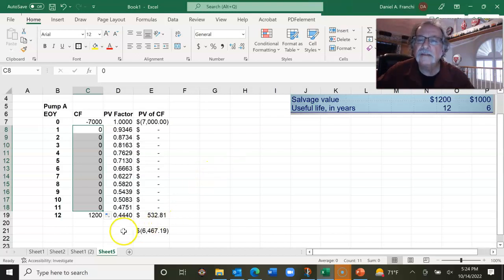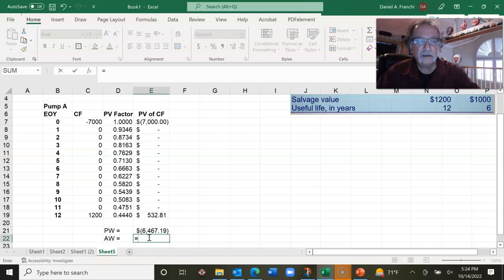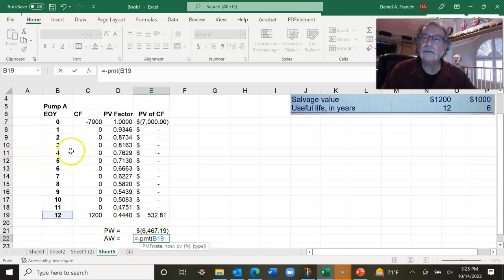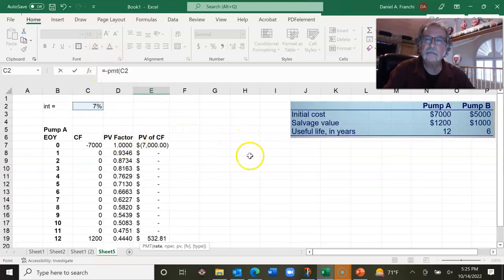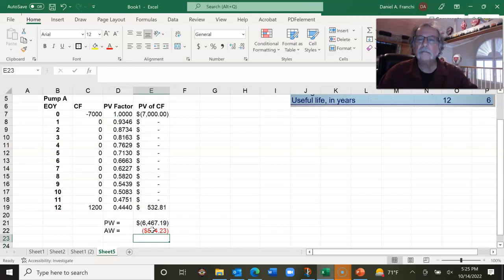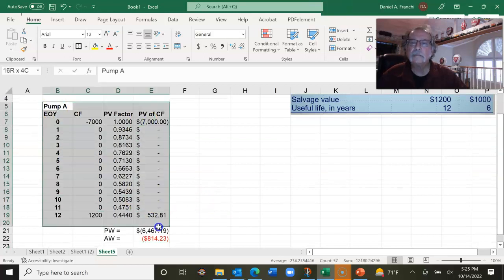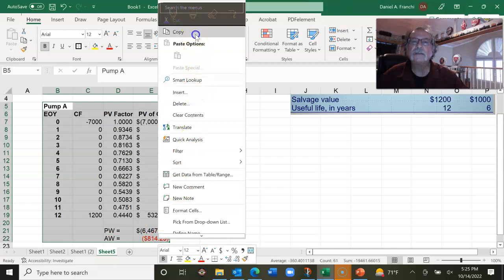So pump A, this is the present worth. And the annual worth is the payment function, with the interest rate, number of periods, and present amount. $814 for pump A. Now let's look at pump B. So we'll copy this.